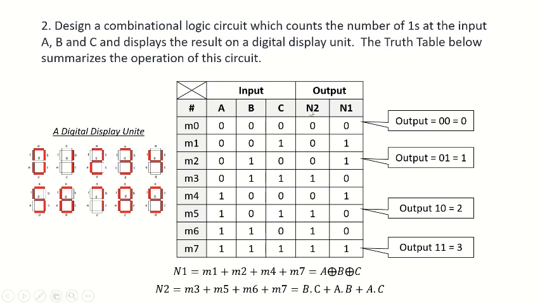From each output, we have to calculate the Boolean expression in min-term notation, and we will figure out that N1, based on these min-terms, is basically A XOR B XOR C. So here we have this XOR gate with 3 inputs. N2 is actually with more logic gates, maybe 2, 3 ANDs. So we have B and C, ORed with A and B, ORed with A and C. So we have 3 AND gates and 1 OR gate with 3 inputs.